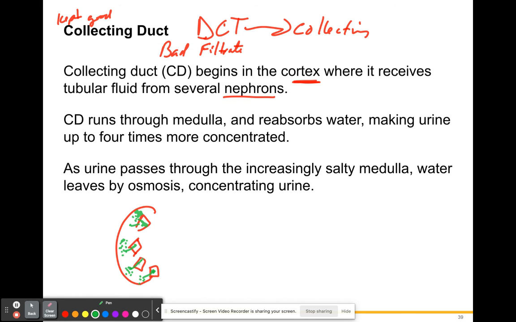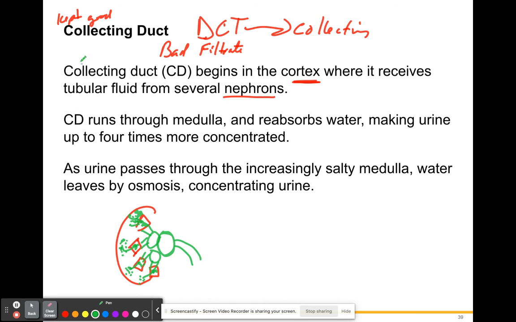Each one of these medulla are going to end here. And then we're going to have our minor calyces with our major calyces to our renal pelvis, which then goes to our ureter, right?